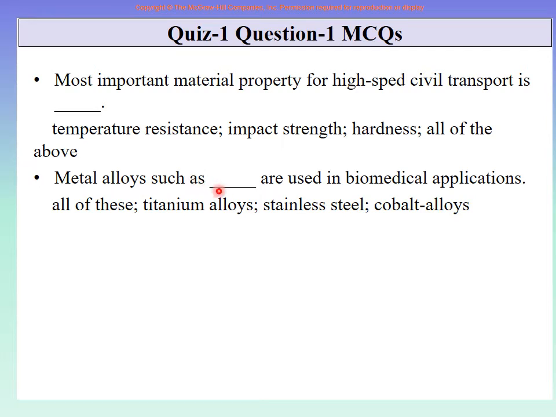Metal alloys such as this are used in biomedical applications: titanium alloys, stainless steel, cobalt alloys, all of these. If you remember from there, then in biomedical applications, all of these are important.